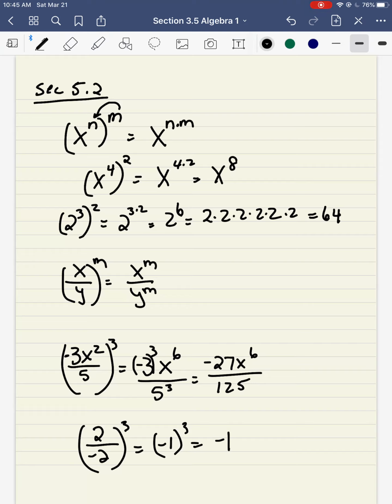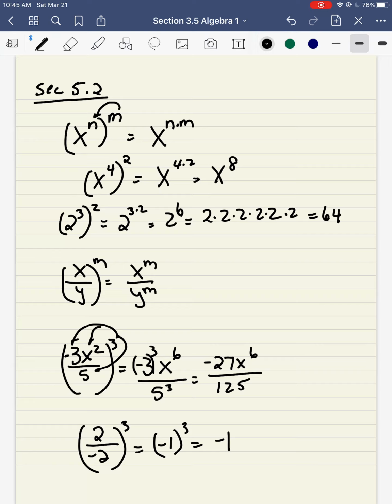If you have division and an exponent, x to the m divided by y to the m gets distributed over the bases. As an example, if you have minus 3x squared divided by 5, all to the third, the exponent 3 gets distributed on all exponents. So 3 has a 1 as an exponent, 5 has a 1, so it becomes minus 3 to the third. X is 3 times 2, so x to the 6th, and again 5 becomes 5 to the third.